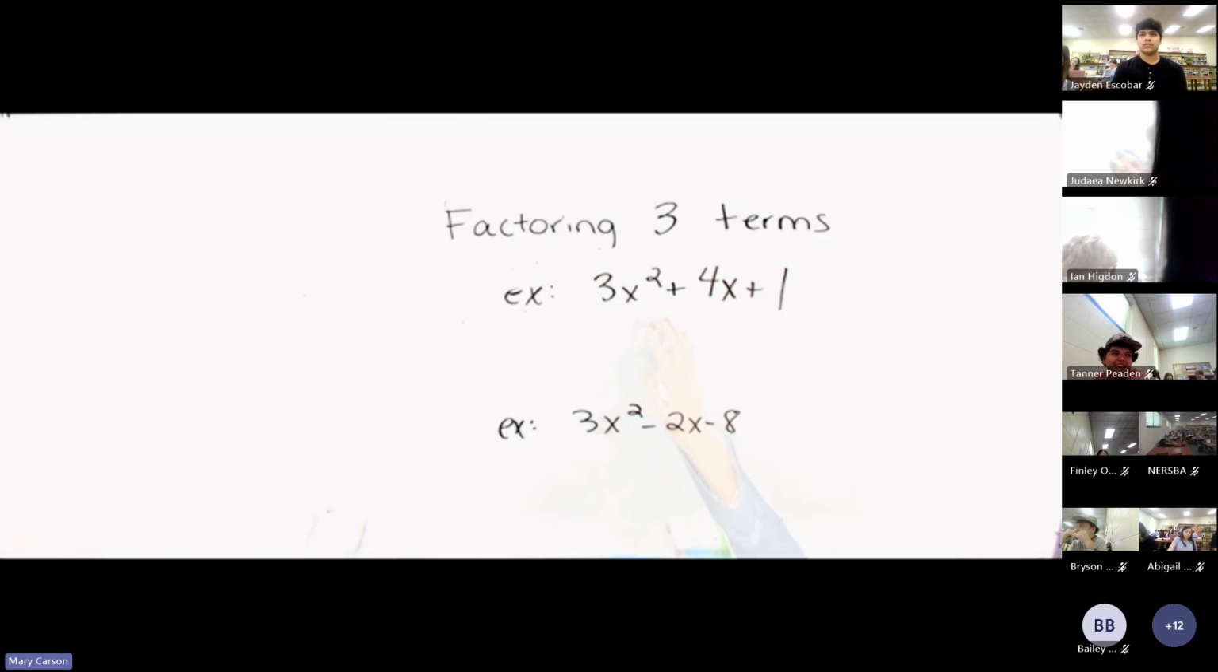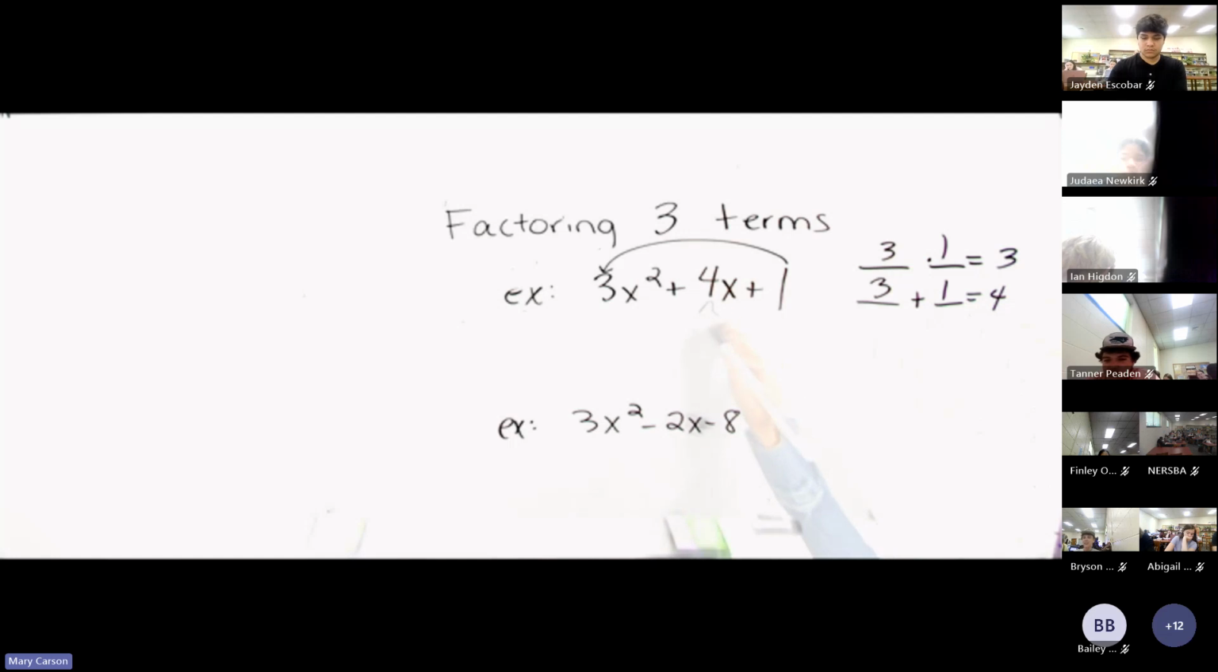So looking at this one, notice again, we have a number that's greater than 1 here. So I'm going to do 1 times 3. I want two numbers that multiply to give me 3, but add to give me 4. So what would that be? There's really only one option. 3 and 1, right? Okay. So this is going to break up into a 3x and a 1x.